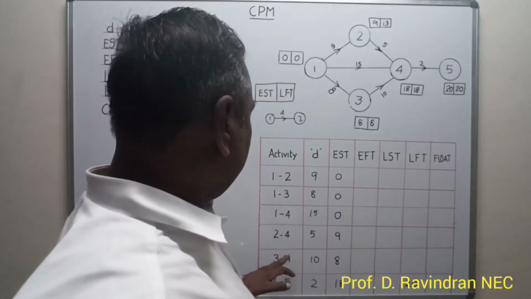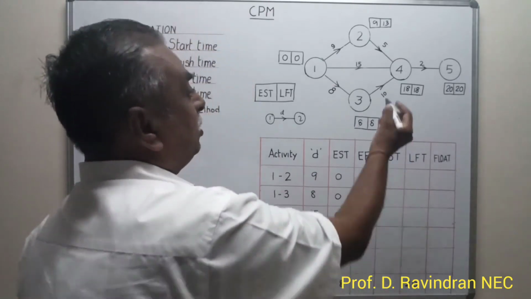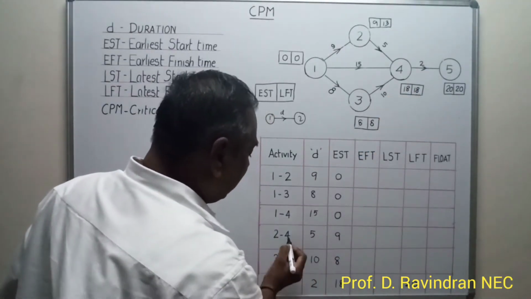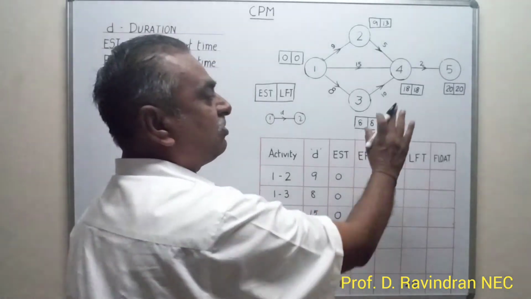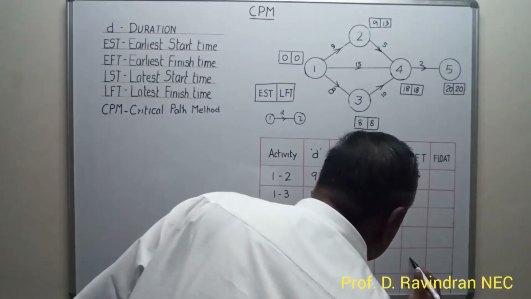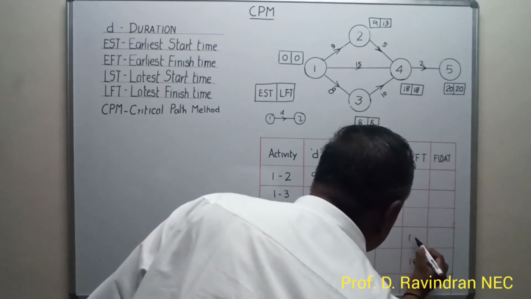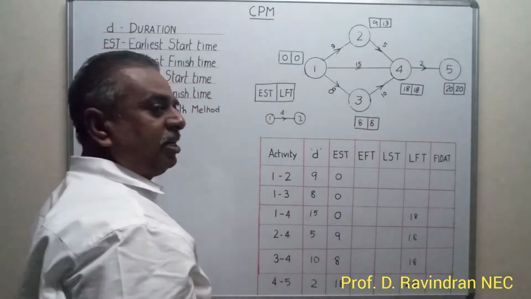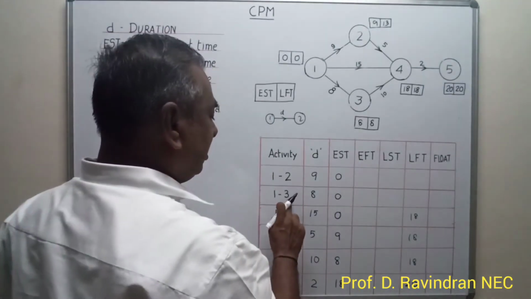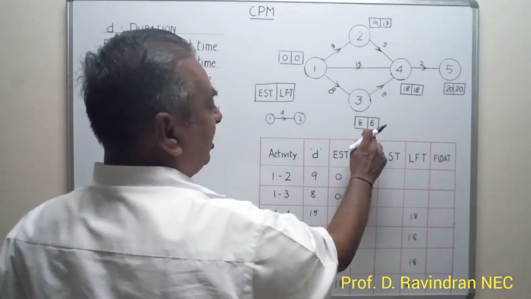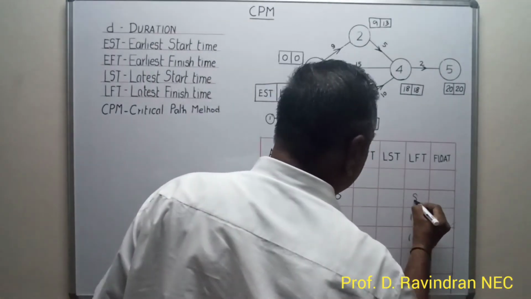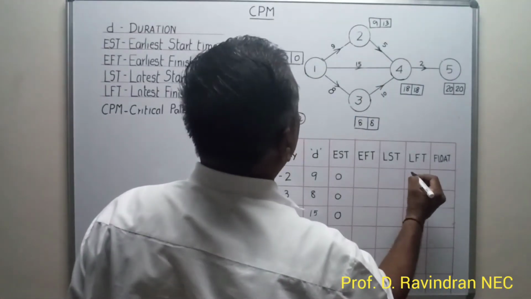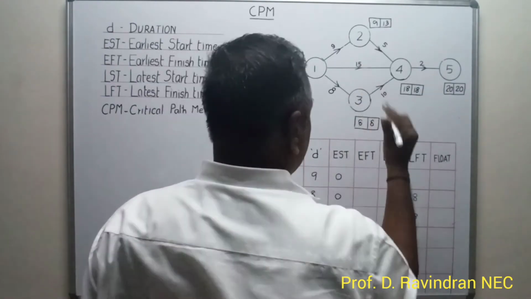Here 3-4 activities. This has got 4 nodes. So at this node 4, the latest finishing time is 18. The activities ending with 4 will all have the latest finishing time as 18 only. So this is 18, and this is also 18, and this is also 18, because all have the same ending node. Whereas for this 1-3 activity, the latest finishing time is 8, and for the 1-2 activity, the latest finishing time is 13.